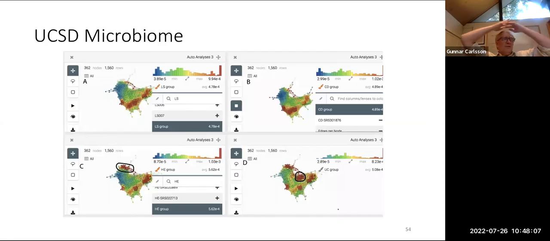Another thing that we did here was we obtained some gut biome data, as it's called. So this is bacterial populations in the human gut.